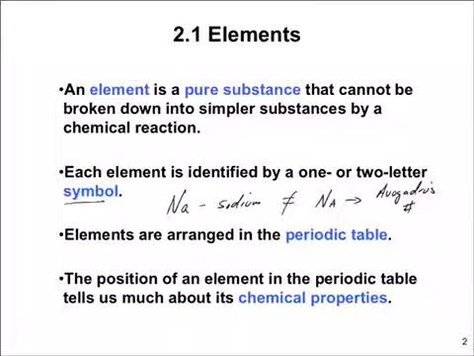Now, elements are arranged on the periodic table. The periodic table was discovered by Dmitry Mendeleev, a Russian chemist, who basically took all of the known elements of his time and put on note cards all of their different properties, like their mass, their color, their density, things like that. And he arranged them and rearranged them, and he found a pattern, what we now call the law of periodicity. And it's this position on the periodic table that tells us a lot about the chemical properties of each element.